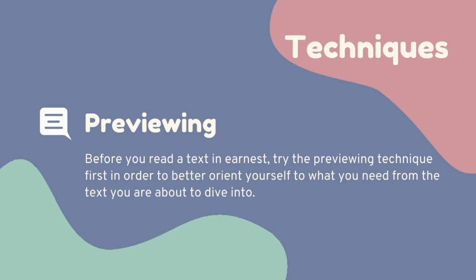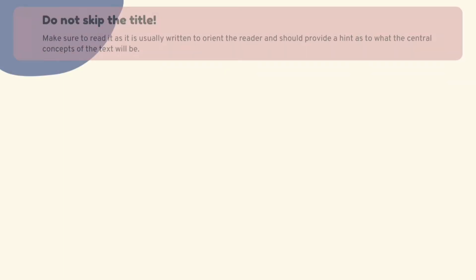As a student, your primary purposes for reading are usually dictated by your course or track and the papers you are writing for your subject. Before you read a text in earnest, try the previewing technique first in order to better orient yourself to what you need from the text you're about to dive into. The next slide is a general list of steps or questions you can follow in order to preview a text. Note, not every step will be relevant to the text you are reading, and sometimes you might find yourself coming up with additional questions to ask or steps to follow.